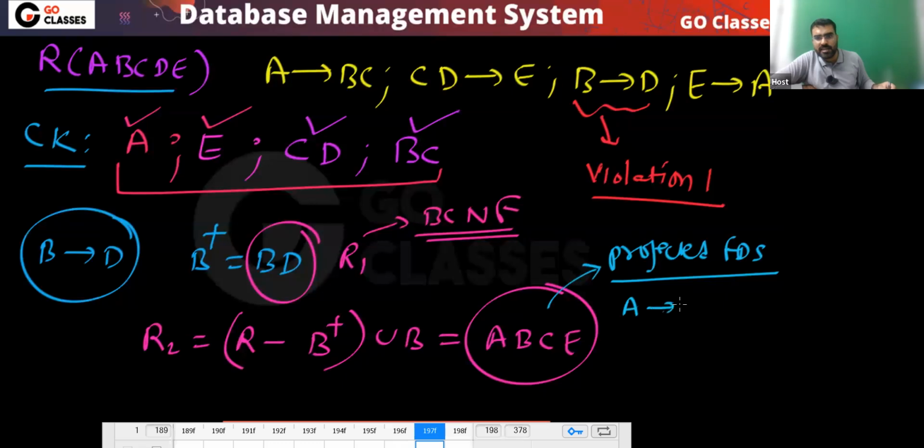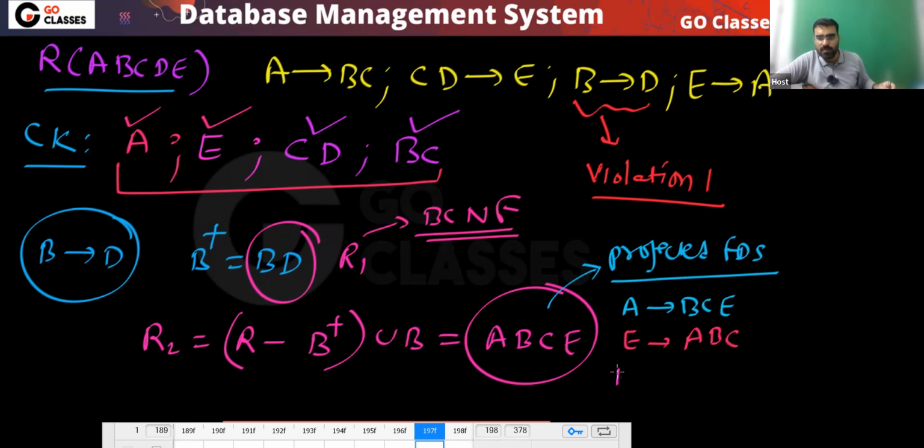For example, what can A determine? Of course, A will determine everything. A can determine BCE. Okay. What can B determine? B actually cannot determine anything here. What can C determine? C cannot determine anything here. E can determine everything, of course. E can determine ABC.